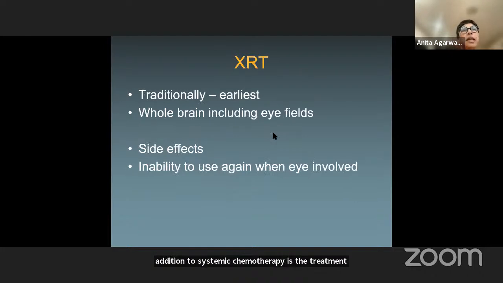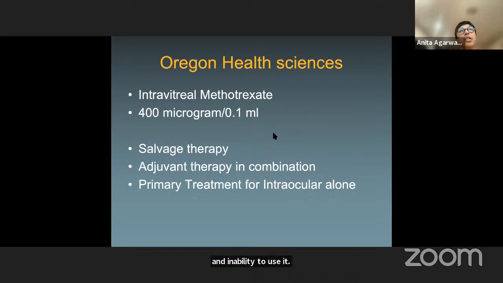And due to the side effects of X-ray radiation and inability to use it again if the eye got involved, patients at OHSU began using intravitreal methotrexate, 400 micrograms in 0.1 ml. I think when they first started, these patients were getting it only for vitreous lymphoma. They did not try it for retinal lymphomas. And the dose that was used was 400 micrograms in 0.1 ml twice a week for the first month, followed by once a week for the next month or two. And based on the response, they would hold off on further treatment.